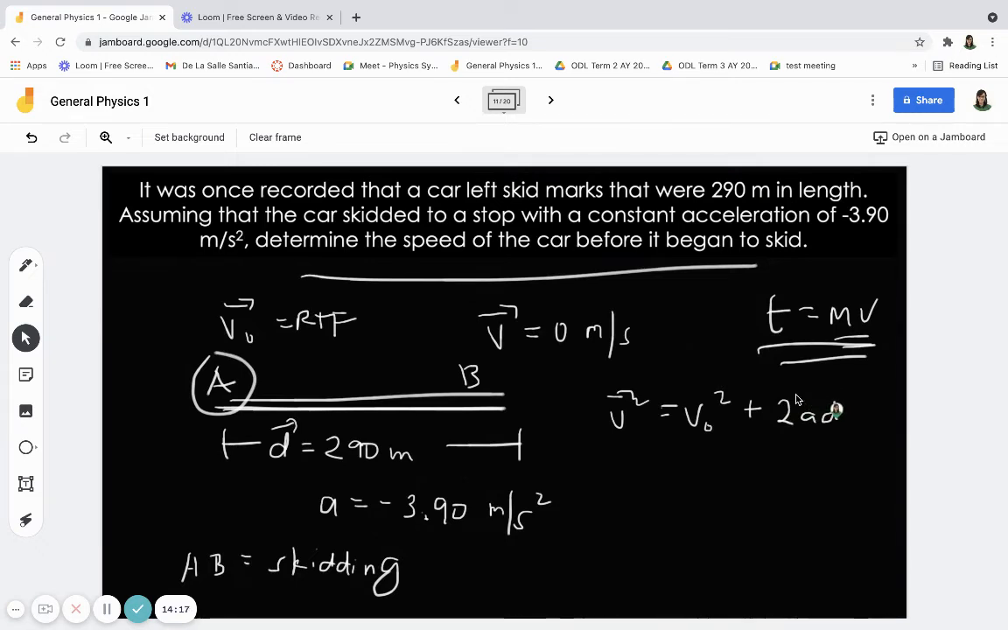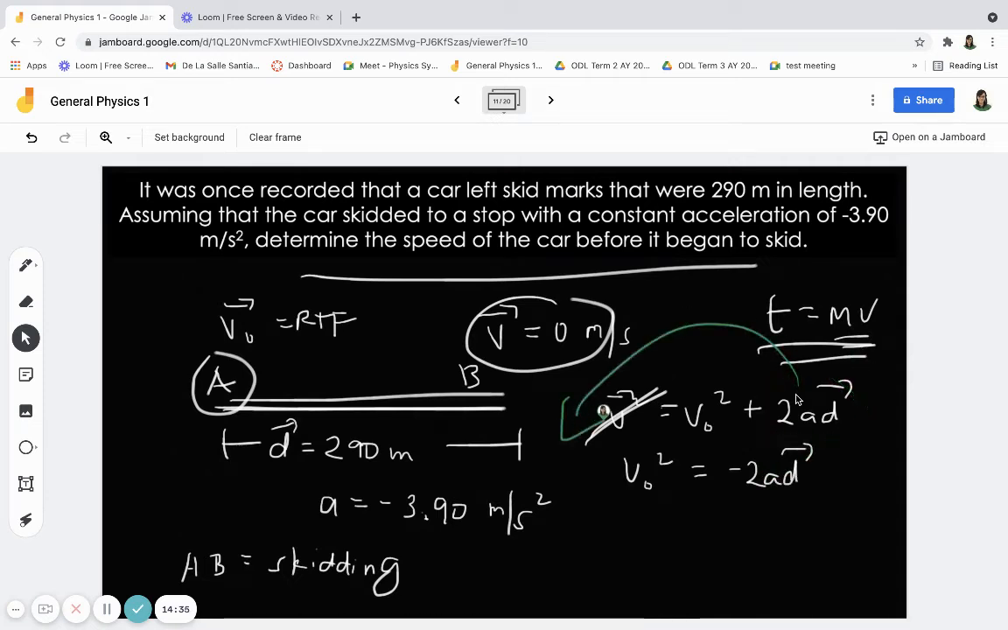Okay? Now, take note that final velocity is zero in the problem, right? So, we can cancel this in the equation, okay? And the equation will be reduced to V naught squared equals negative 2AD. Why? Because we have to transpose 2AD on the left side, okay? And this will become negative 2AD equals V naught squared.